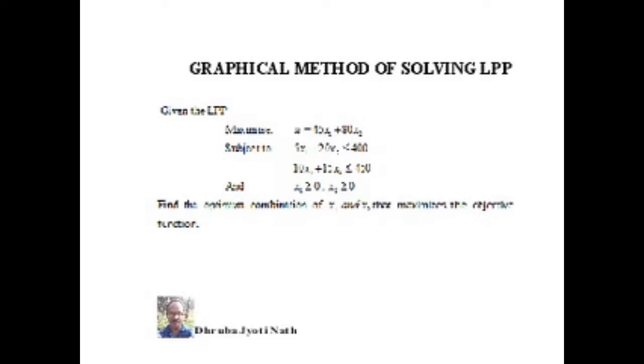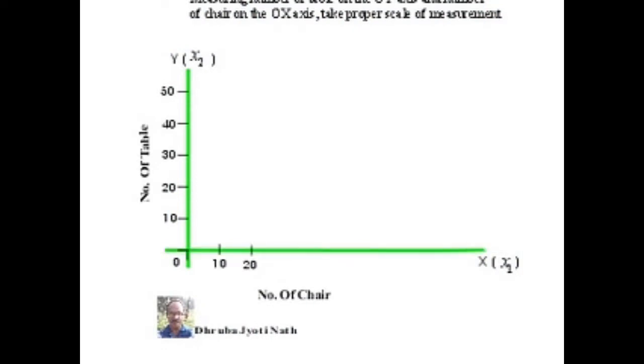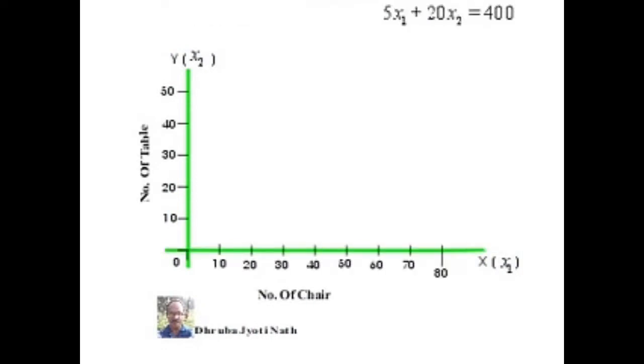Let us start how to draw the graph. First, take a graph paper, draw OX and OY axis. On OY axis, we will measure x2 and on OX axis, we will measure x1. Use proper scale for measurement. From the first constraint function, replacing less than sign with equal sign, we have 5x1 plus 20x2 is equal to 400. If we put x1 equal to 0, then we get x2 equal to 20.